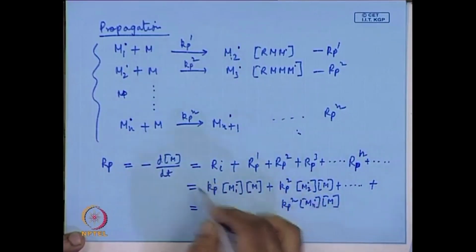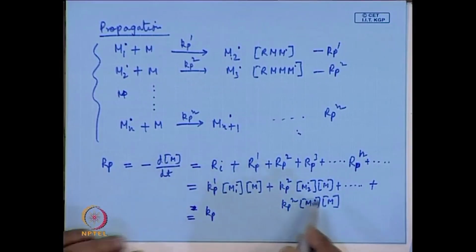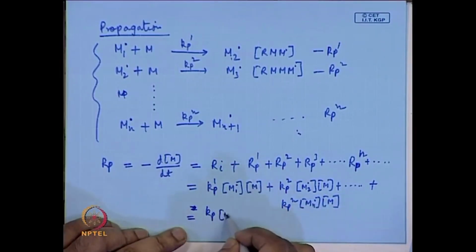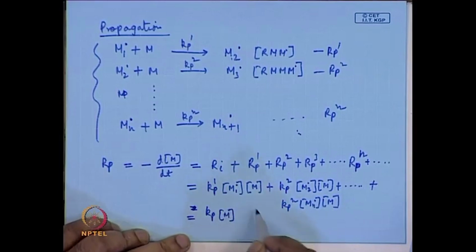So, that is the assumption we are making, that all these rate constants are equal, and so we can write all the rate constants as Kp, and [M] is there everywhere. So, I can also write the summation of [Mi dot].